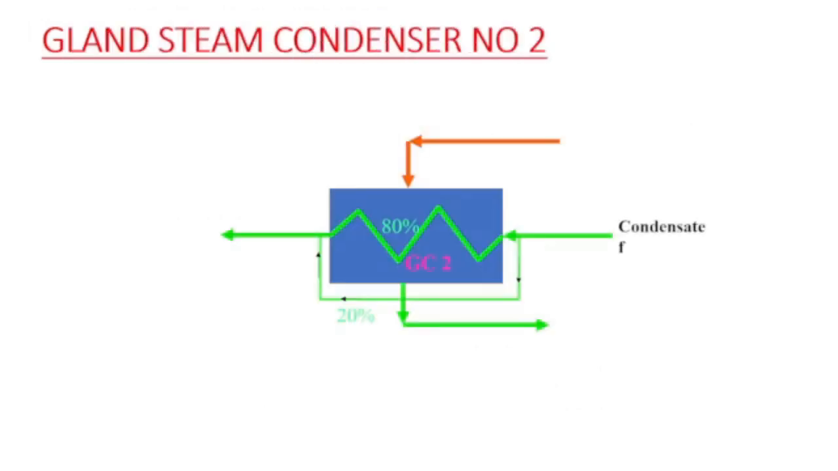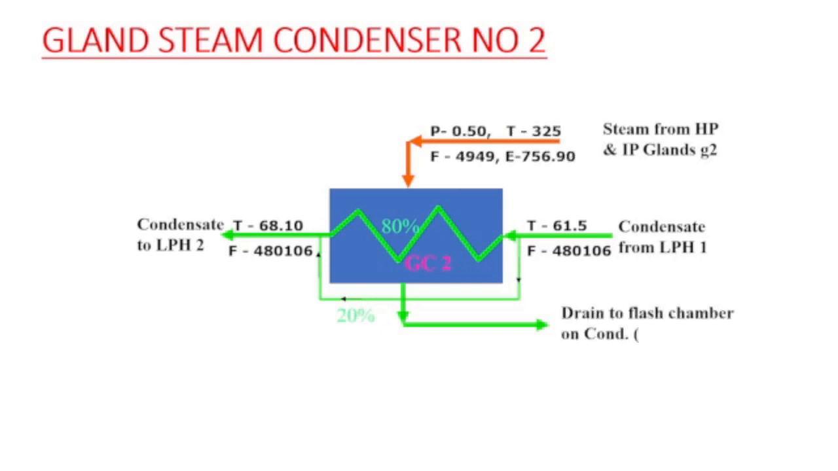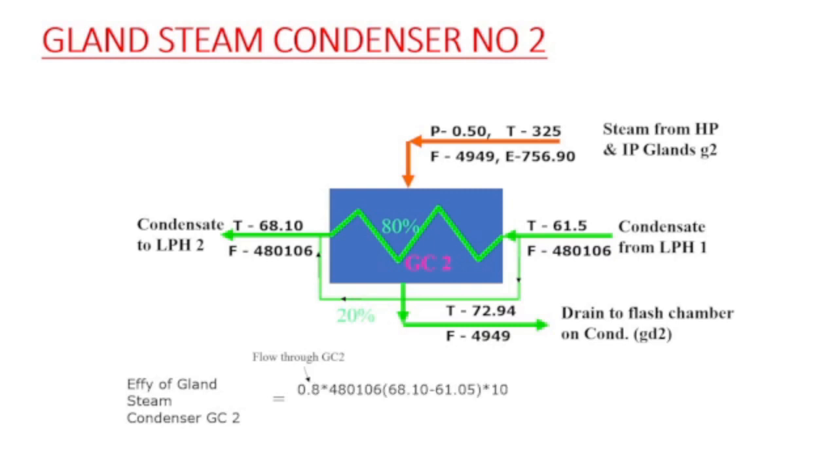The next in the regenerative system is the gland steam condenser number 2. In this case, the condensate from LP heater number 1 is passed through the gland steam condenser number 2, but 80% of the condensate passes through and 20% of the condensate is bypassed, and the temperature gain is from 61.05 degrees centigrade to 68.10 degrees centigrade.